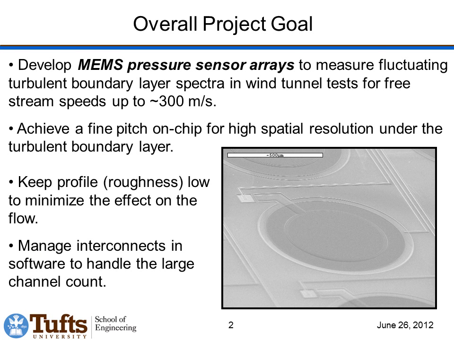The goal of this project was to develop a MEMS pressure sensor array to measure the fluctuating pressure underneath a turbulent boundary layer in wind tunnel tests for free stream velocities up to 300 meters per second, so about Mach 0.9 or so. Our particular goal was to achieve a very fine pitch on the chip in order to produce high spatial resolution of measurement of the fluctuating pressures under the turbulent boundary layer.